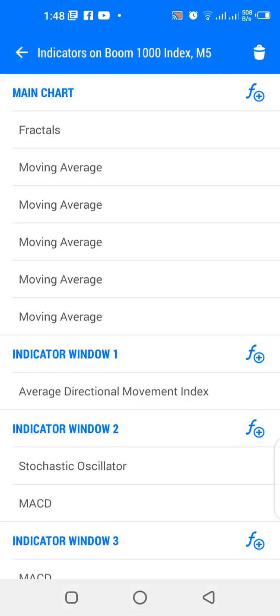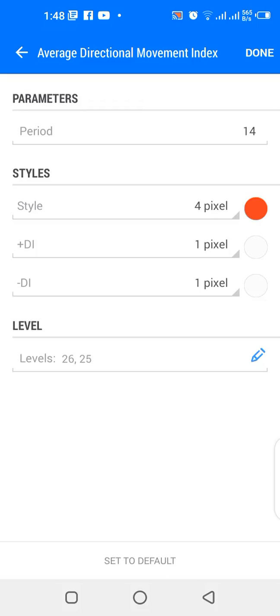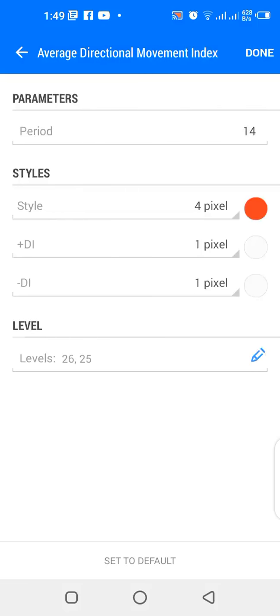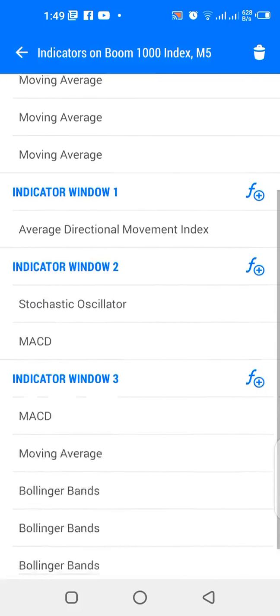So those are the indicators on the main window. Then on indicator window 1, we have the average directional movement index. The period is 14. The style color is red. And the levels, we have 25, then 26. Color is black. So that's for indicator window 1.